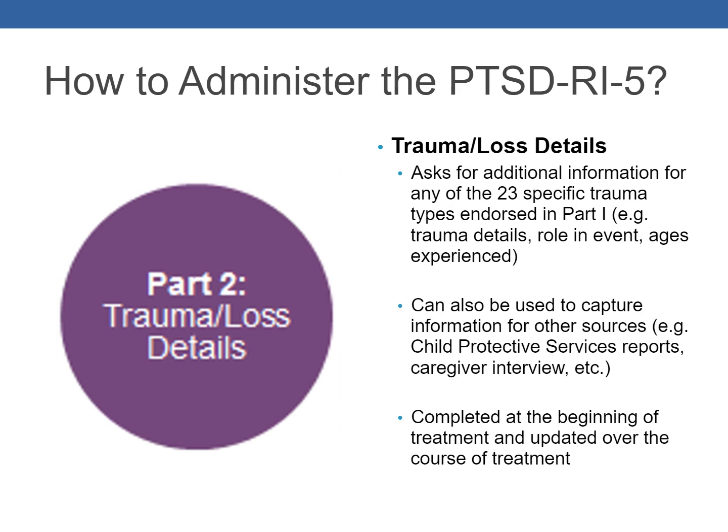As with all other sections of the UCLA PTSD RI for DSM-5, the Trauma Details section should be completed at the beginning of treatment and updated accordingly. For instance, if you were to re-administer the Trauma and Loss Screen based on knowledge of exposure to a new trauma type, the Trauma Details section of that new trauma type should also be completed. Similarly, if you are re-administering the UCLA PTSD RI based on agency requirements for re-administration of outcome measures, the Trauma Details section would need to be completed again as well.